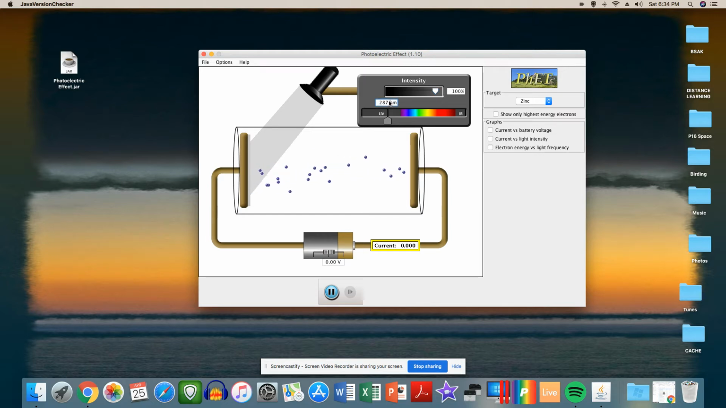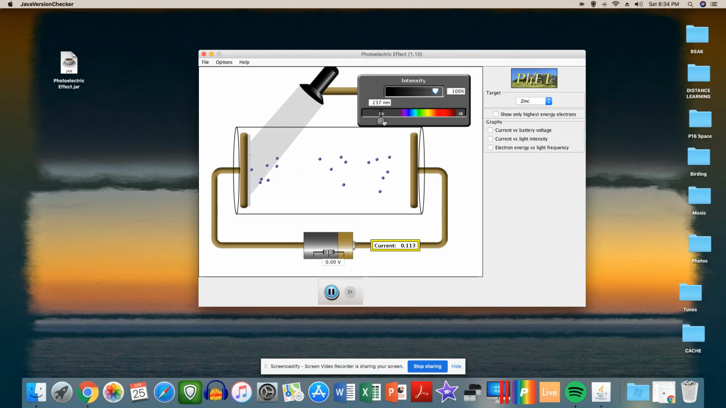And you can change this. We can tweak this. So we can maybe go 285. Are we still getting electrons? Yes, we are. We could go 283. Are we still getting electrons? Yes, we are. We could go 280. Are we getting electrons? No, we're not. We're just getting one or two. So we're pretty much at the threshold frequency there. Now, let's go higher, so we're getting lots and lots of electrons being emitted.